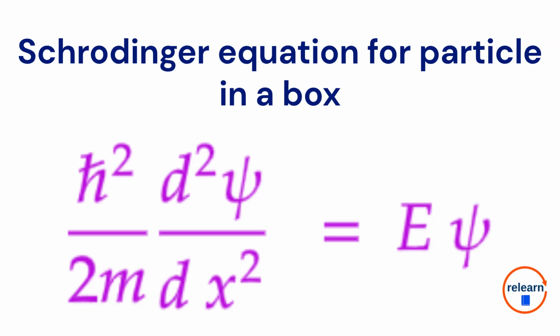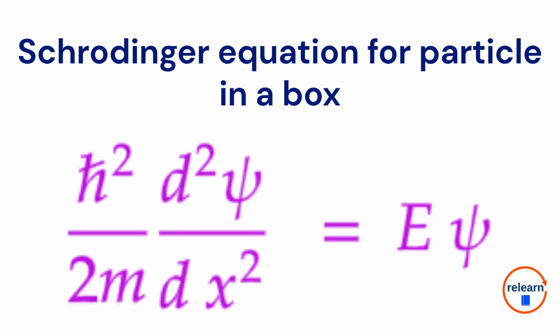Let us break this down. ħ equals the reduced Planck's constant, h upon 2 pi. m equals the mass of the particle. d²psi/dx² equals the second derivative of the wave function. E equals the energy of the particle. Psi is the wave function of the particle.